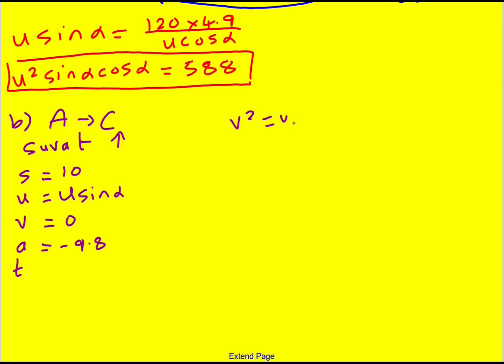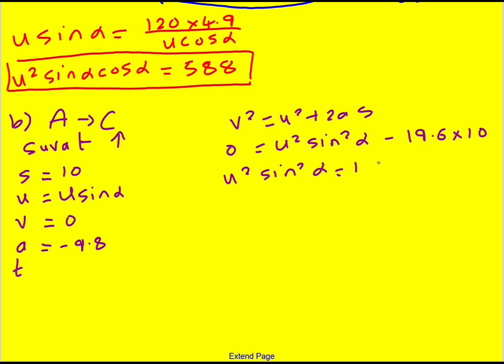So v squared equals u squared plus 2as. 0 equals u squared sine squared alpha minus 19.6 times 10, which means u squared sine squared alpha is equal to 196. Now we actually have simultaneous equations. You might think, what do we do from here? We're trying to show that u squared is 1960. So it's very similar. We just need to show that sine squared is equal to 1 over 10, in fact.